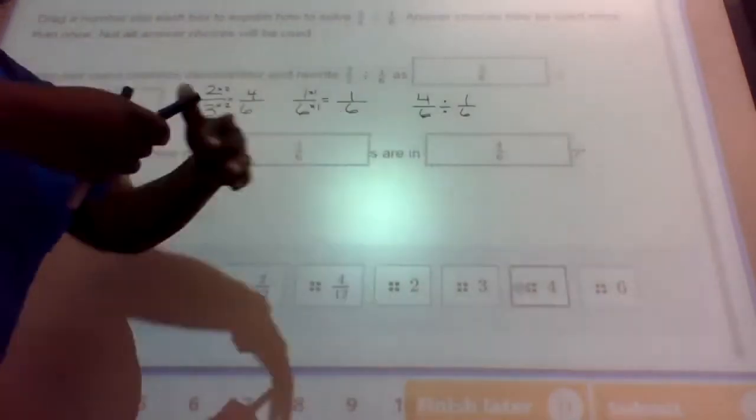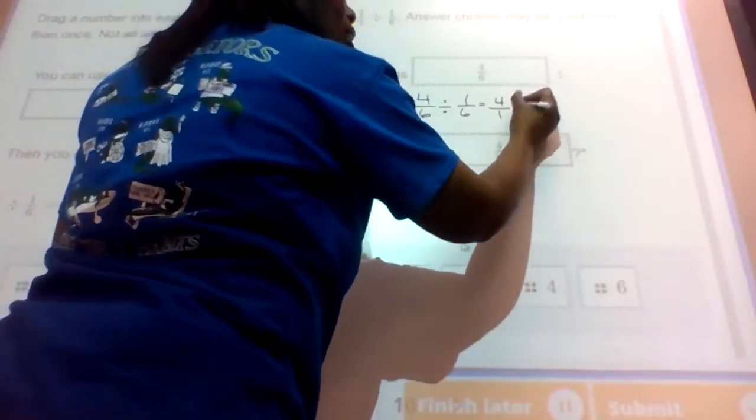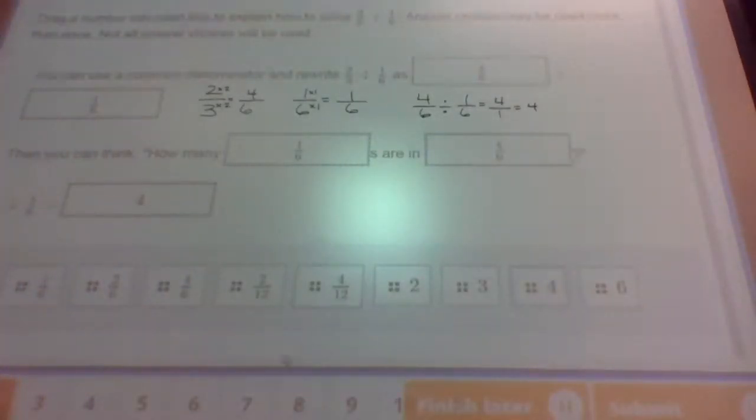Okay, 4 divided by 1 is what? 4. And 6 divided by 6 is 1. 4 divided by 1 is 4. So your answer should be 4. Okay.